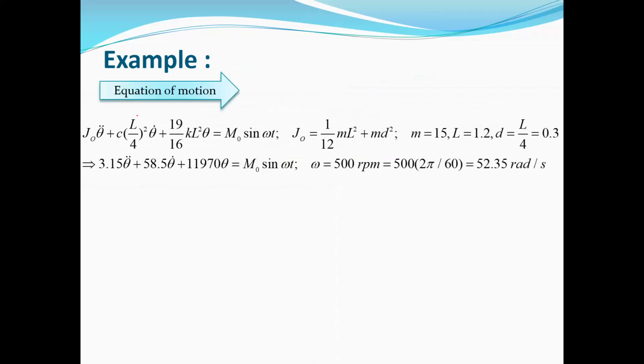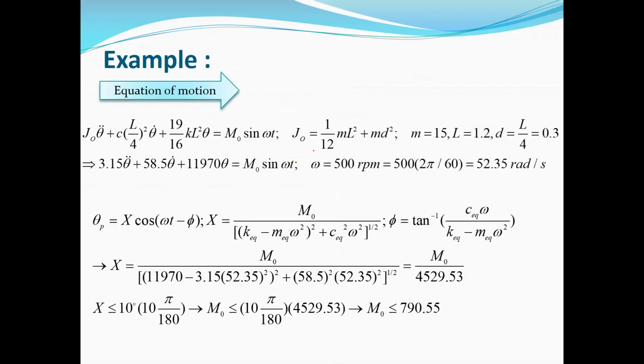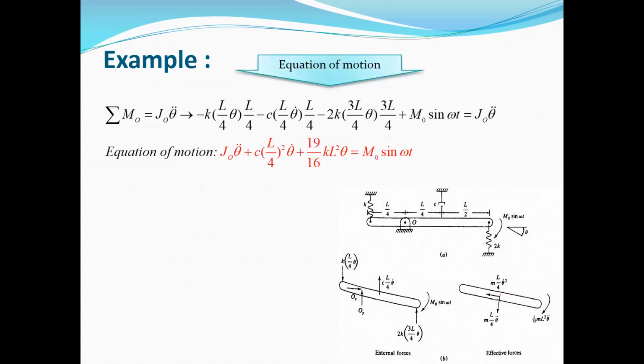So when we have the equation of motion, we can find a particular response for this equation. We need to obtain the numerical value. As you know, J_O is the mass moment of inertia about pin O, and it's equal to the mass moment of inertia about the mass center, which for a bar is 1/12 m L squared, plus m d squared, where d is the distance between point O and the mass center, and it's equal to L over 4. In this problem, if you look here, you can see that the mass center is here.